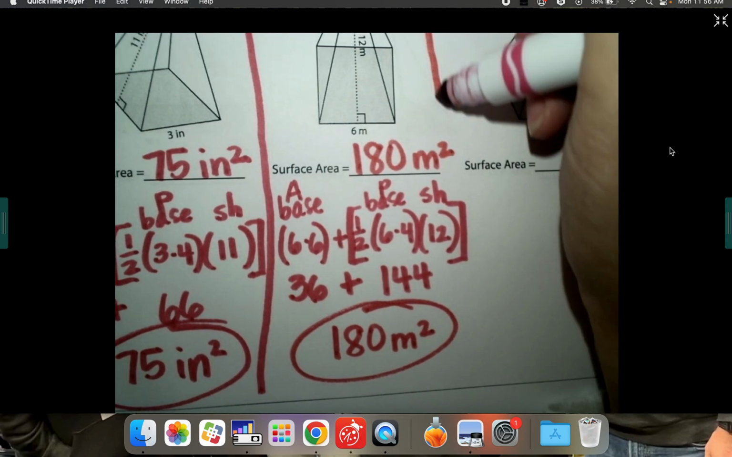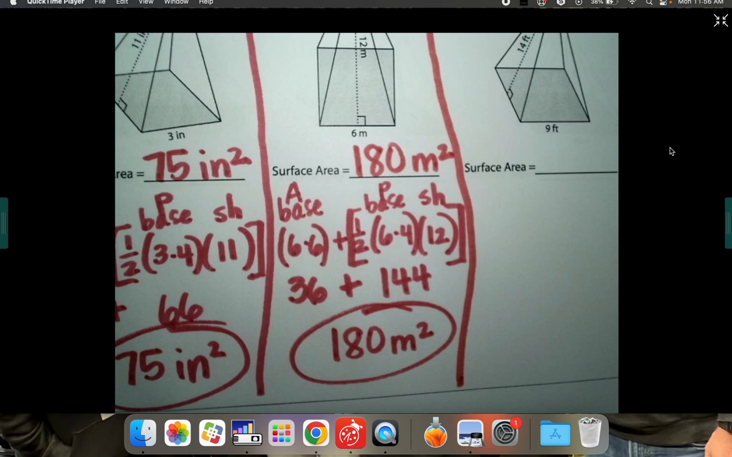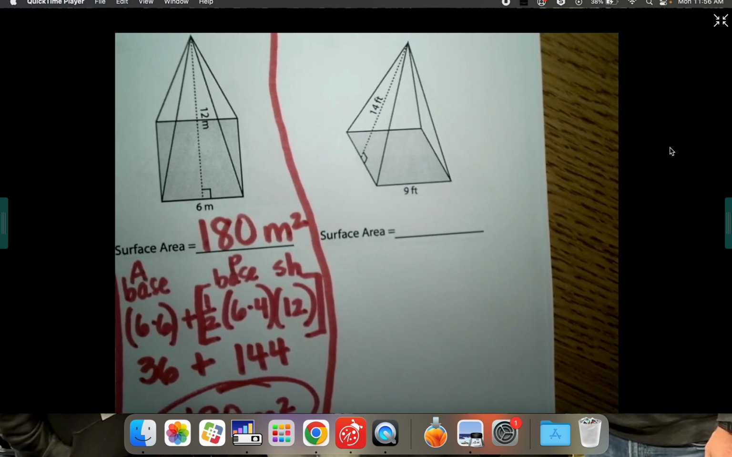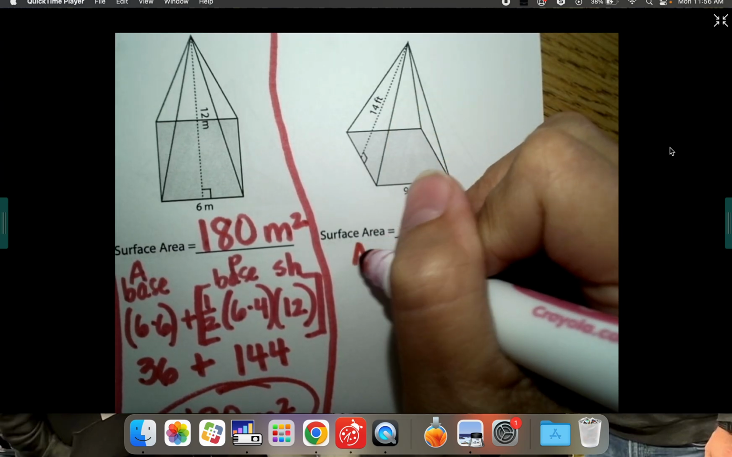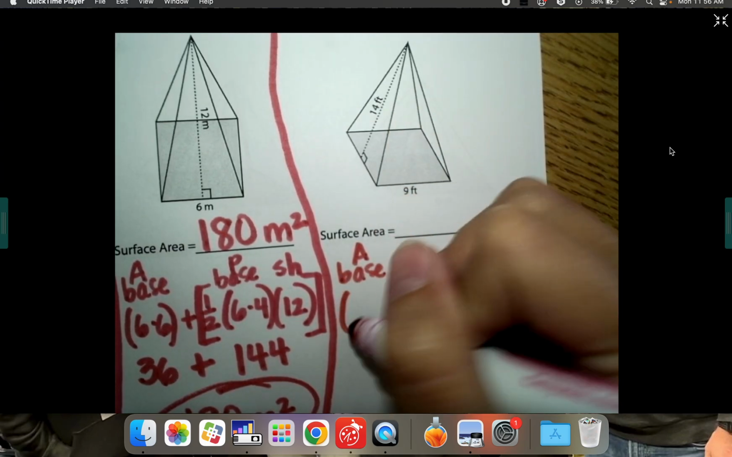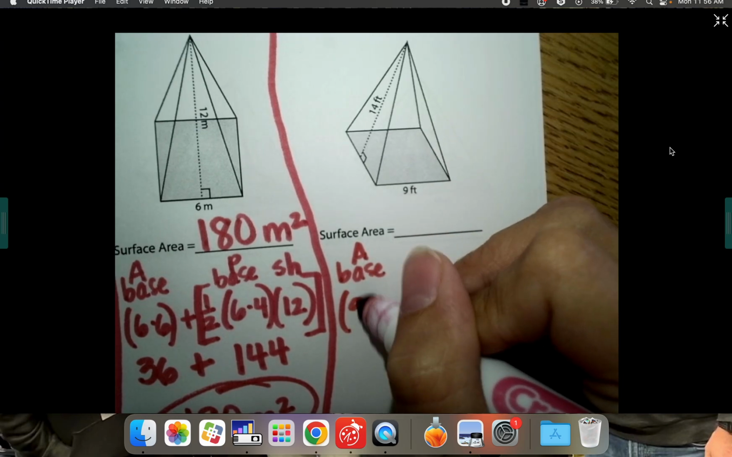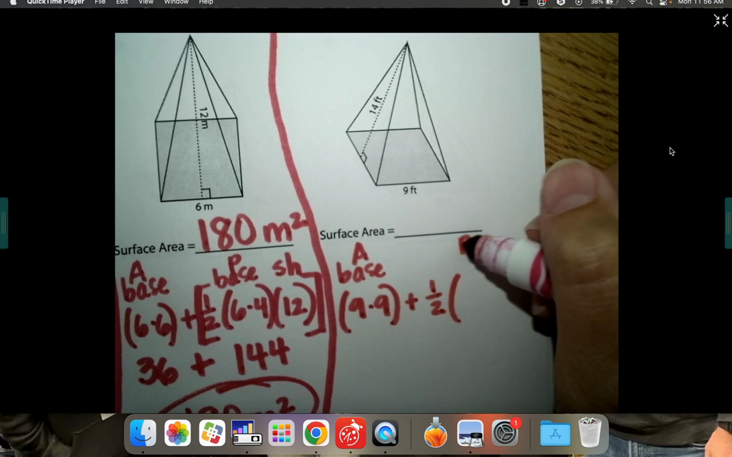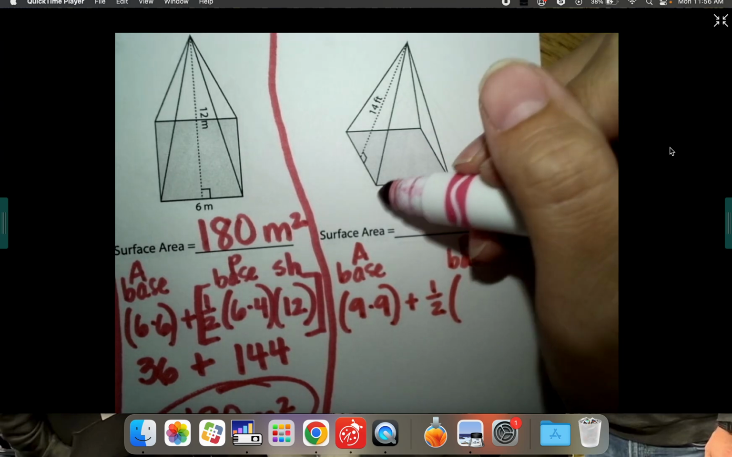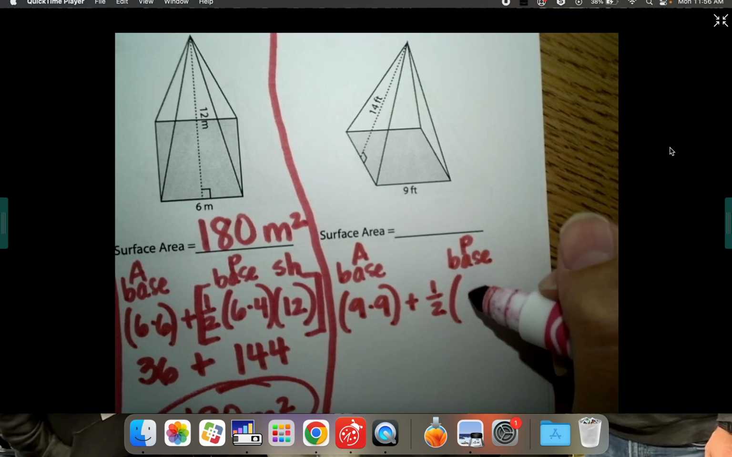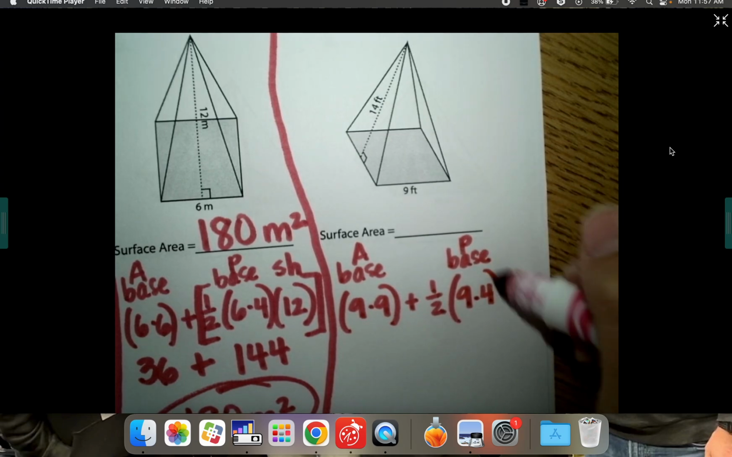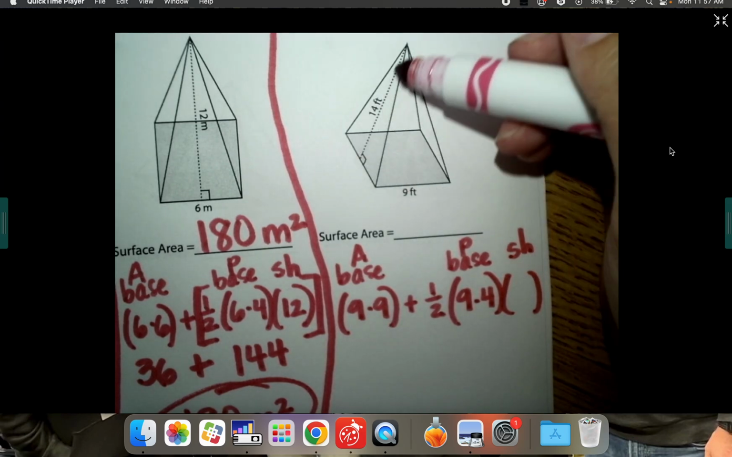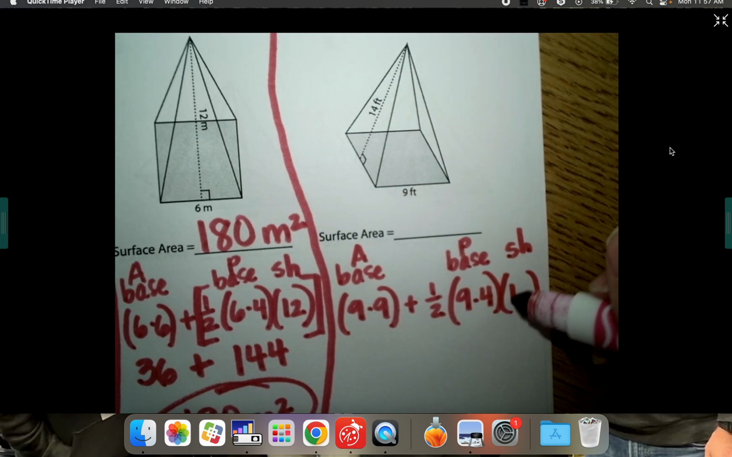Okay, and then the last one, again, if you did not try either one of those on your own, try the last one on your own. Just push pause and then try it, and then come back and double check that it was right. The area of the base is a 9 by 9, so 9 by 9, plus 1/2 the perimeter of the base. Perimeter is 9 plus 9 plus 9 plus 9, which is also 9 times 4, 4 sides, times the slant height, which the slant height in this one is 14.